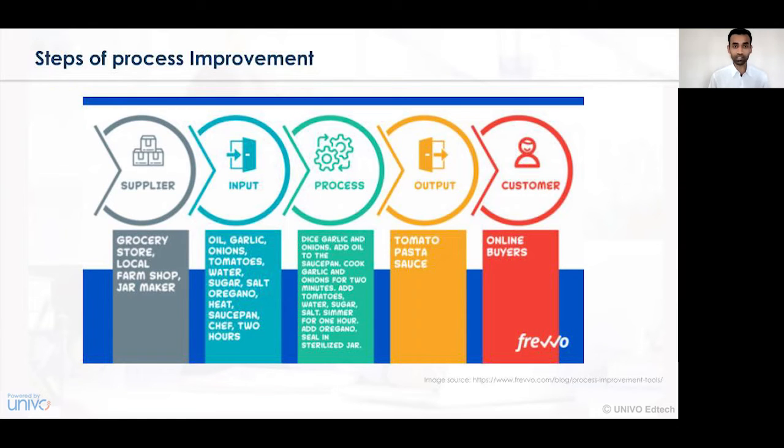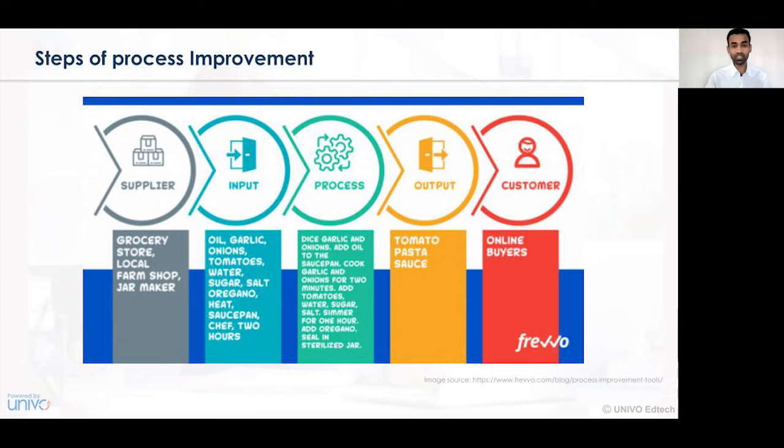Now let us understand the third step, that is the processes. So in terms of the processes, the various activities that can be undertaken in sauce manufacturing are dicing the garlic and onions, adding oil to the saucepan, cooking the garlic and onions for 2 minutes, adding tomatoes and then water, sauce, sugar, salt, and simmering for 1 hour. Then we have to add oregano and seal in the sterilized jar. So these are the various processes or activities, one after another, that are undertaken in order to process the raw sauce.